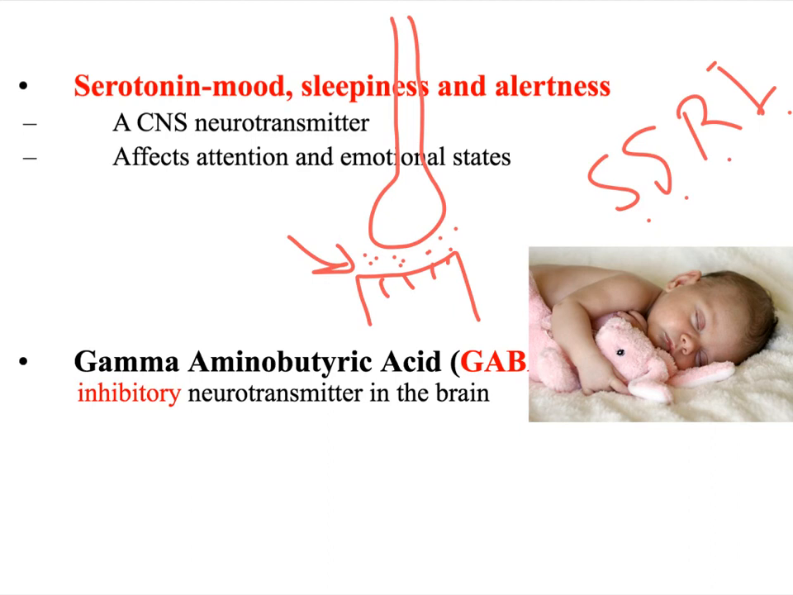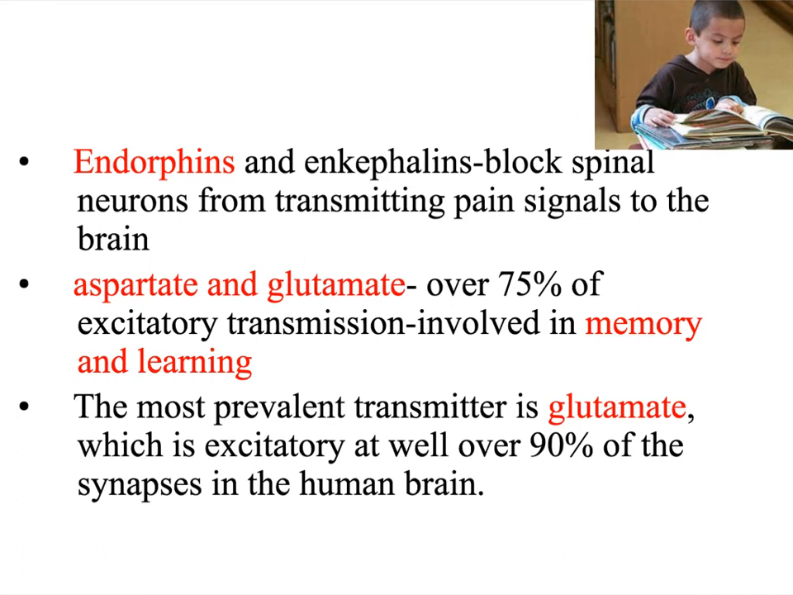So another neurotransmitter I wanted to mention was GABA. That is gamma-aminobutyric acid. And this is an inhibitory neurotransmitter in the brain. I'm sure you've probably heard the term endorphins. Endorphins and enkephalins actually act in the central nervous system to block pain signals.